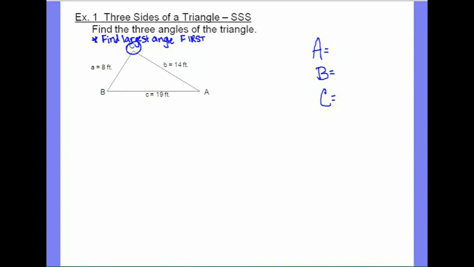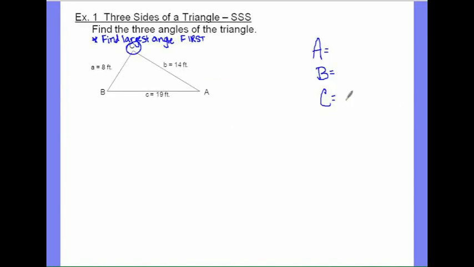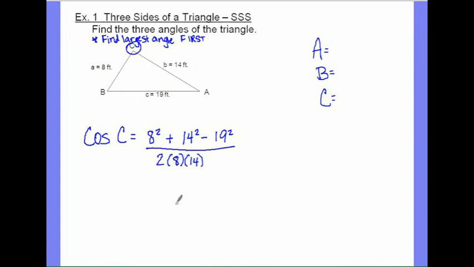Now, if you'll look back at your formulas, that means I'm going to use this formula right here, cosine of C, because I'm finding an angle and I want to find angle C. So I'm going to do a squared plus b squared minus c squared over 2ab. If you have your separate formula sheet, have it out handy so I don't have to flip back and forth. Okay, so here we go. Cosine of angle C equals a squared, which is 8 squared, plus b squared, which is 14 squared, minus c squared, which is 19 squared. And all that is over 2 times a times b, 2 times 8 times 14.